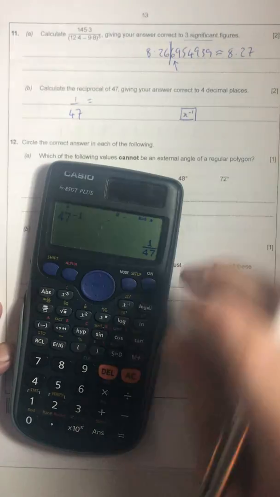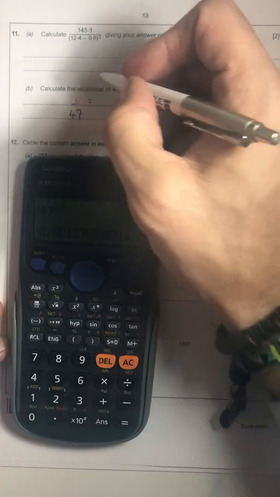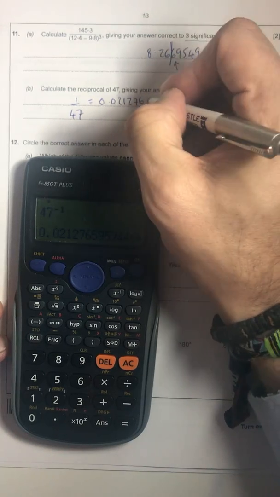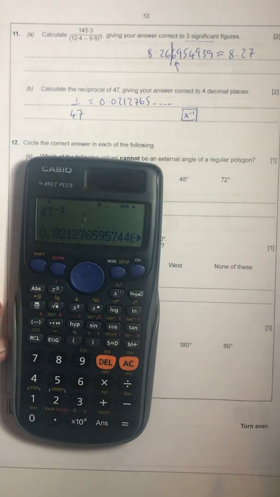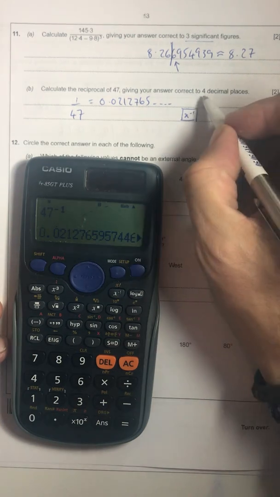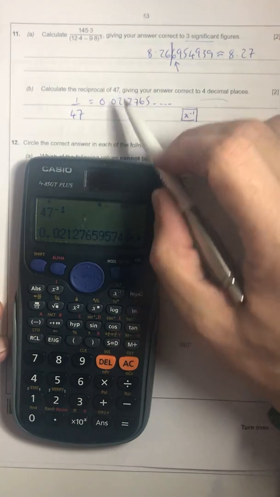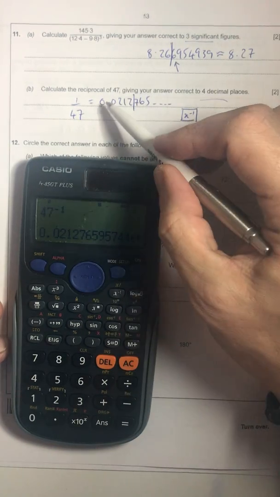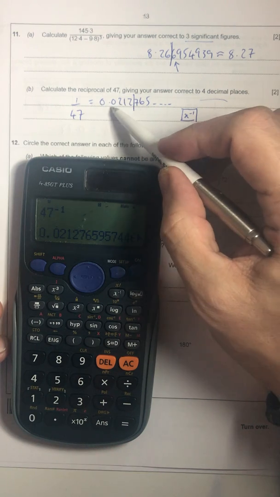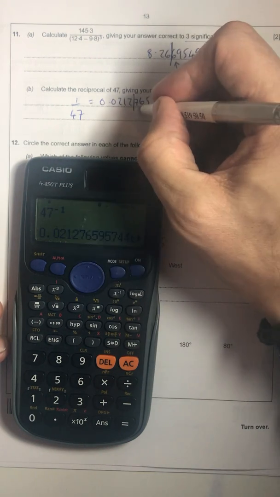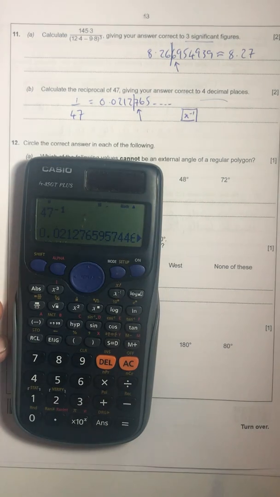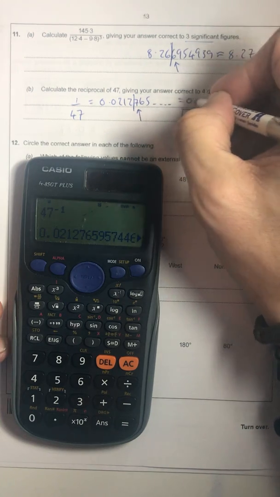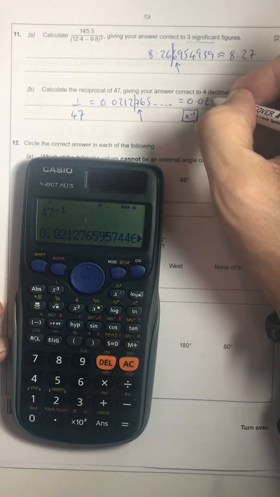If I press the SD button, that will change it into a decimal for me, so that gives me 0.02127655, and that goes on forever. But you are supposed to give your answer to 4 decimal places, so if I'm going to round it to 4 decimal places, there's my first decimal place, second, third, fourth, so I'm going to round it at this point. So my answer is going to be 0.0212 or 0.0213, depending on this digit. Again, because it's 5 or greater, then I'm going to round it up. So my final answer is going to be 0.0213.